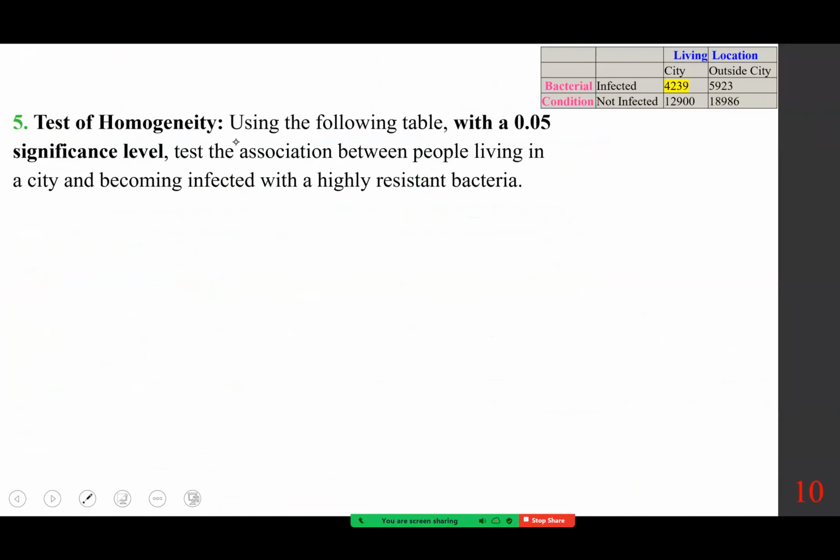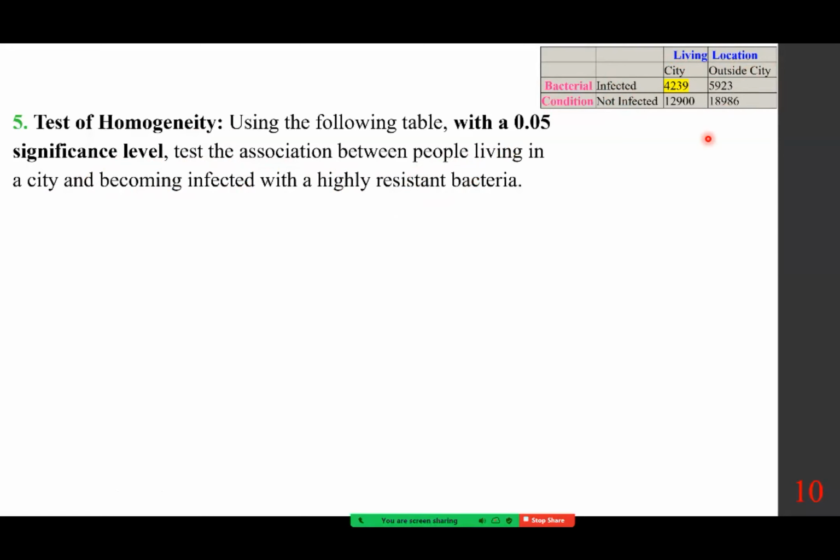All right, test of homogeneity using the following table with a 0.05 significance level. Test the association between people living in a city and becoming infected with a highly resistant bacteria. So we have bacterial condition, infected, non-infected. Living location could be city, outside city. So we have those values.